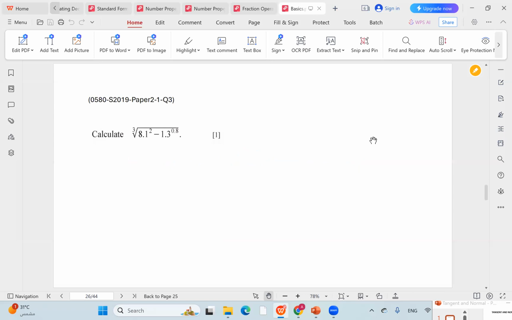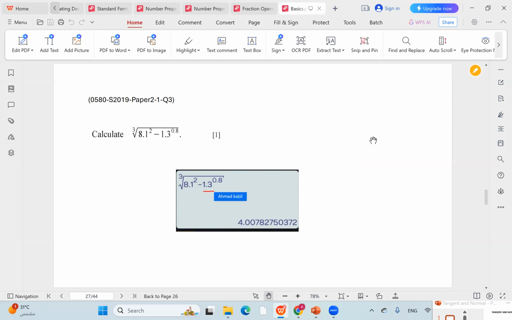Again, this is another expression that we want to evaluate on the calculator. This is what it looks like. It's pretty straightforward. You can just copy it as is. You don't need any extra brackets or anything here, because the calculator automatically figures out that this 1.3 to the power of 0.8 needs to be calculated before the subtraction is carried out, because the calculator takes into account PEMDAS, parentheses, exponents, multiplication and division, and addition and subtraction.